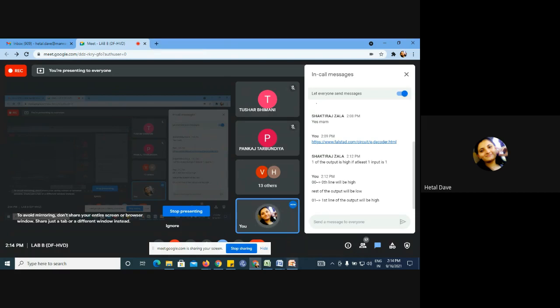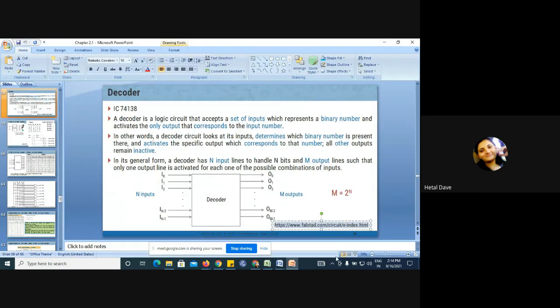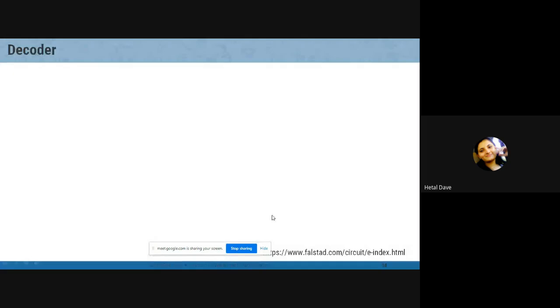With this animation we need to start some theory behind the decoder circuit. A ready-made IC is available. The IC name is 74138. A ready-made decoder circuit is available, but right now it is our task to design this circuit using different kinds of logic gates. Okay, we will design it.